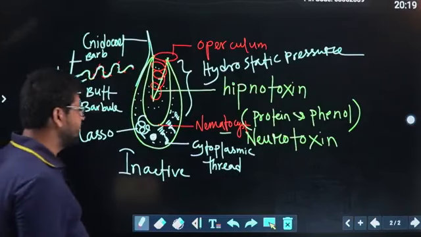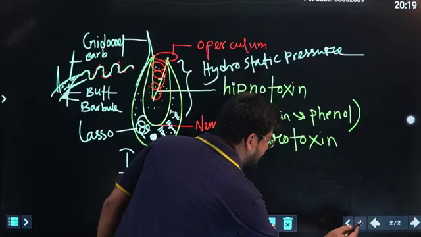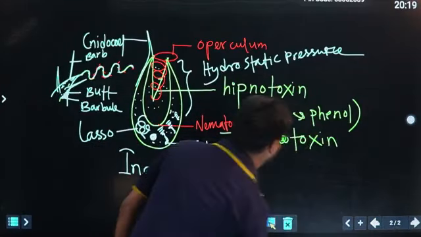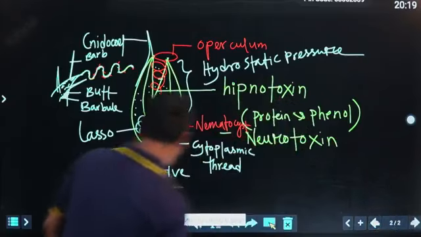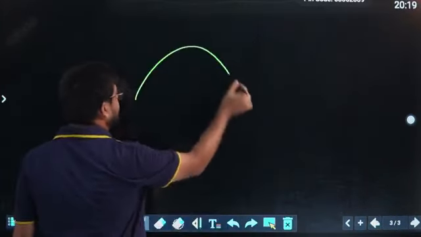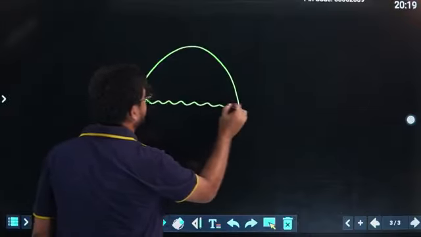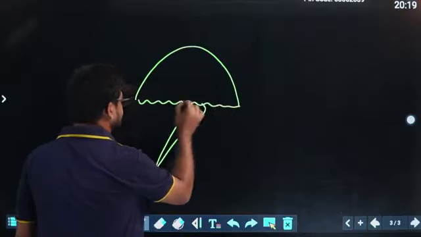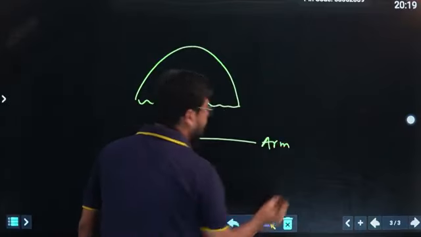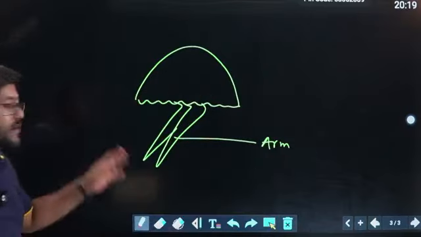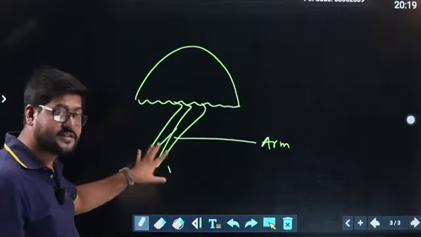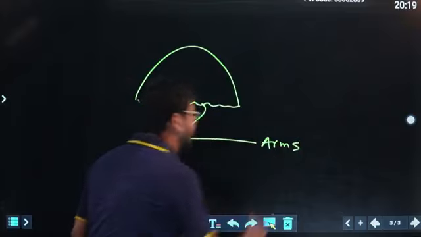So my dear students, another important thing is that when we studied the jellyfish, in the structure of the jellyfish you should see there are some additional features except the tentacles and other things. Look at this. This one is the arm. Arm is not present in the structure of hydra, but in the case of jellyfish, it contains arms, and these arms are paired in nature.